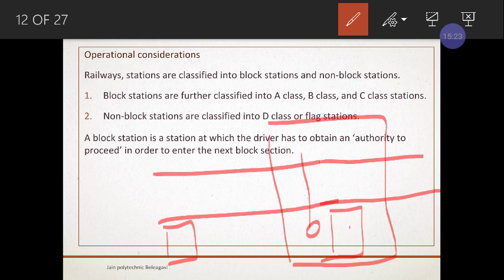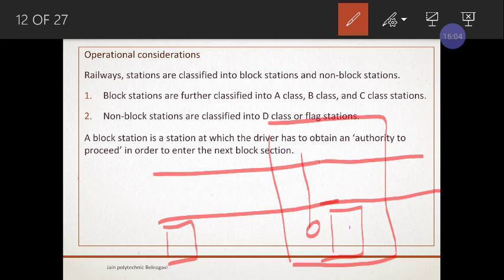Once you enter the block, there is another signal provided. That signal is called the home signal because it is the first signal provided inside one block, inside that home, right? Once you enter the block and want to enter the station, if this home signal shows red, then you have to stop there itself, or else you proceed to the station. This is what the home signal is.